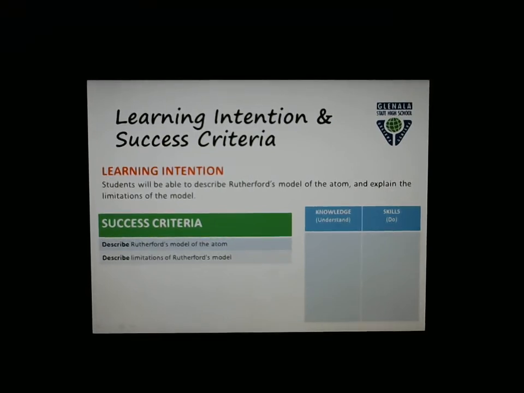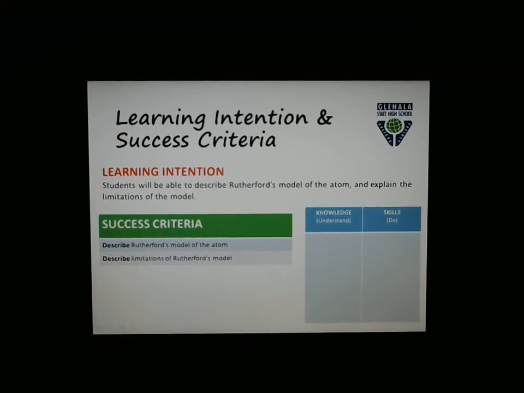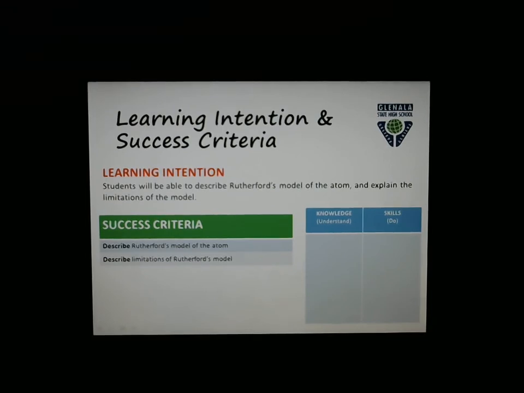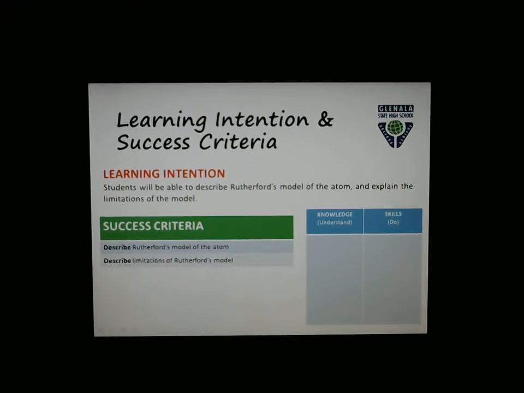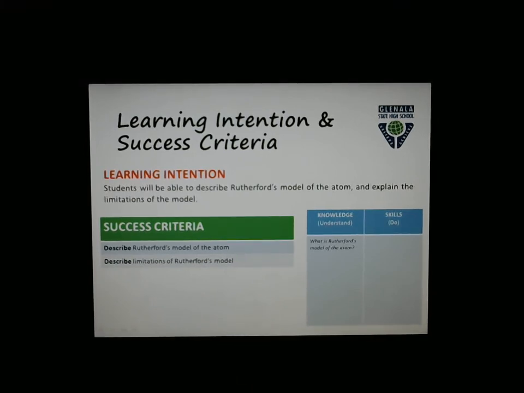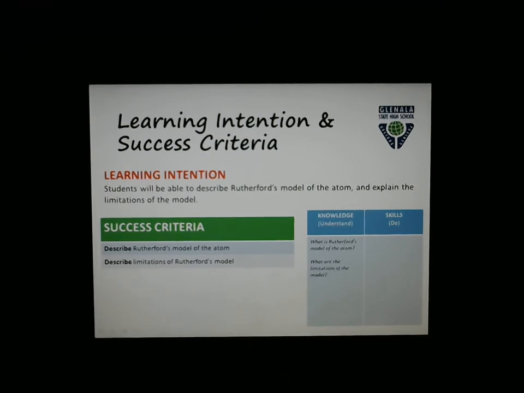Okay, so we can see here it's a very knowledge-focused lesson. We're about describing Rutherford's model of the atom and explaining the limitations of the model. Now, the two criteria from the syllabus is that you have to be able to describe the model and describe the limitations. If you can understand what the explanation for the limitations are, it makes it a bit easier, in my opinion. So in terms of knowledge, you need to know what it is. If you don't know what it is, it's pretty hard to describe. And what are the limitations?